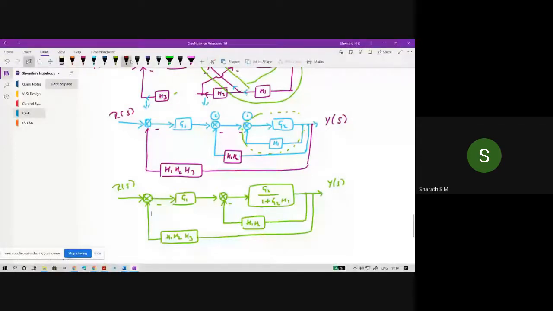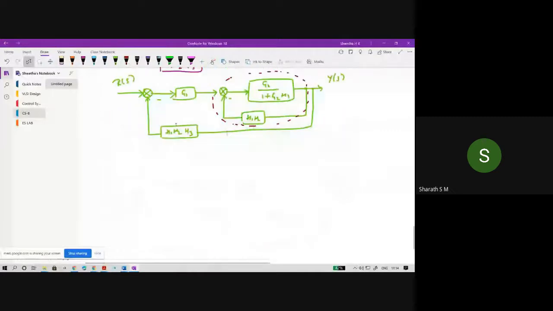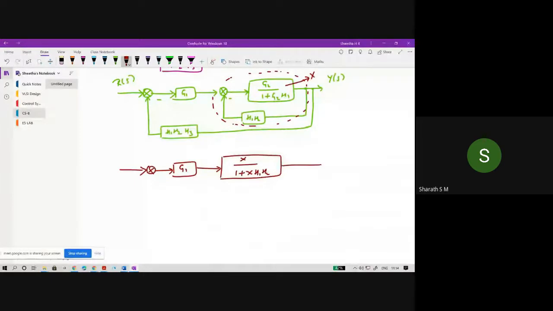And for the next one, this is acting as a feedback. So write down the negative feedback equation for this block, for this loop. I'm just going to choose this as a temporary variable x. So x divided by 1 plus x into H1 H2. Later, substitute in the variable x.